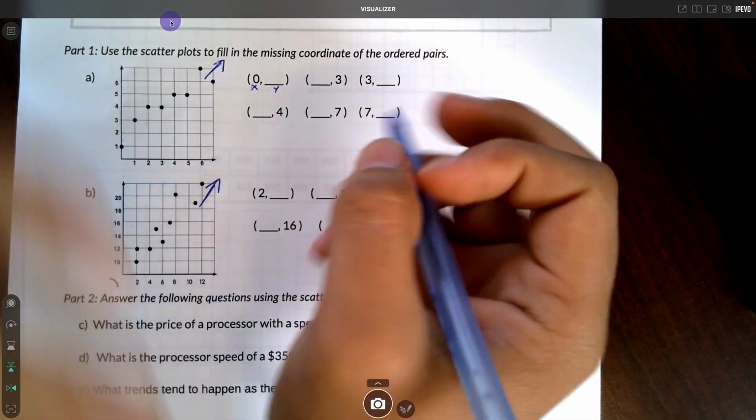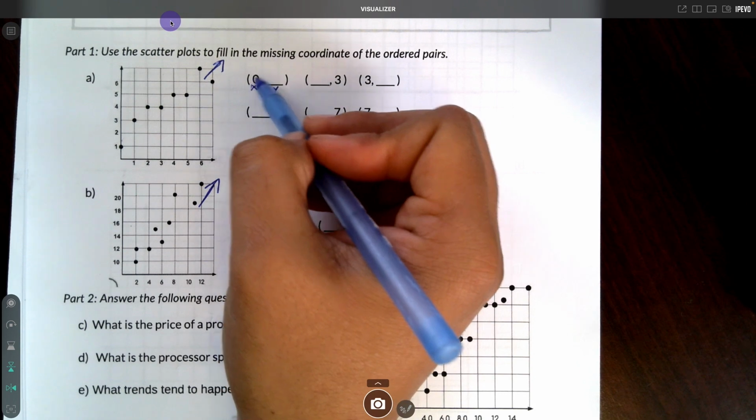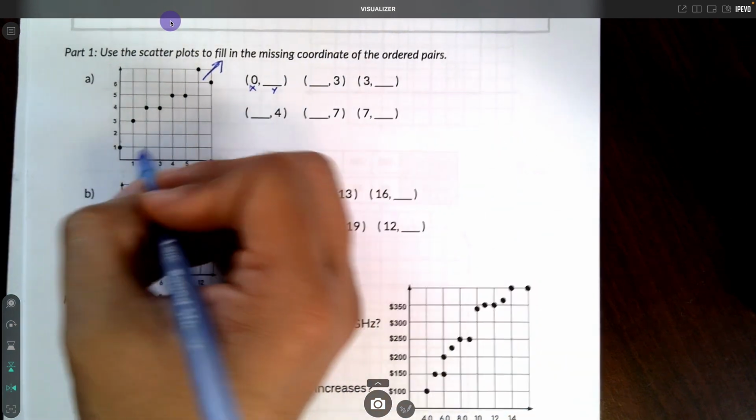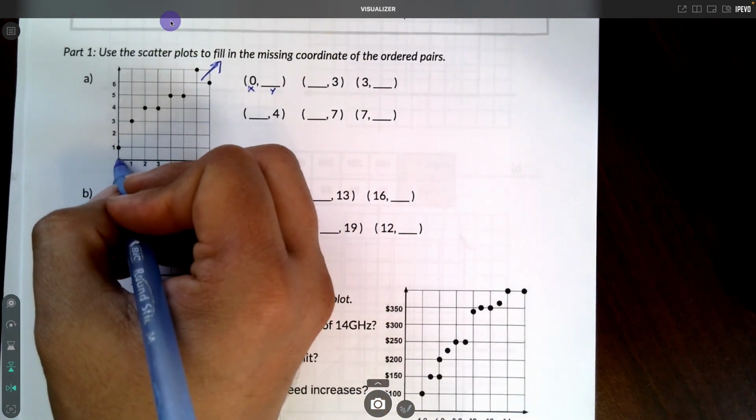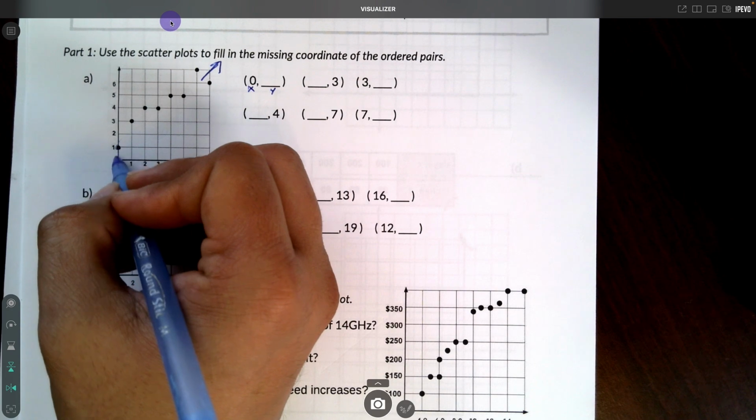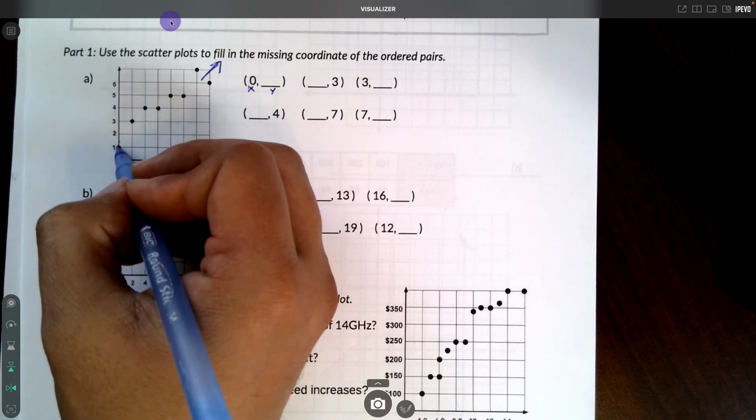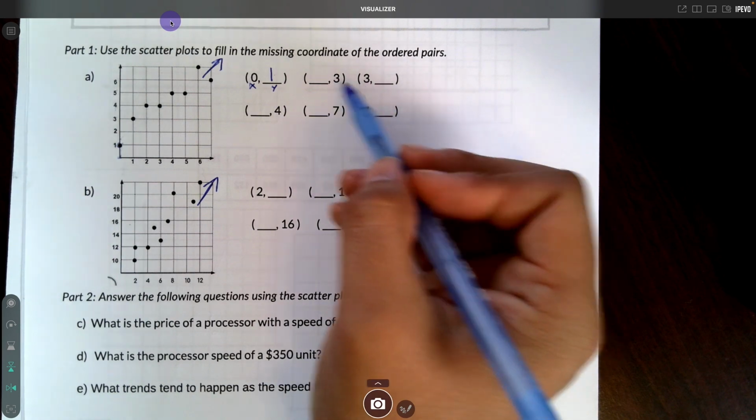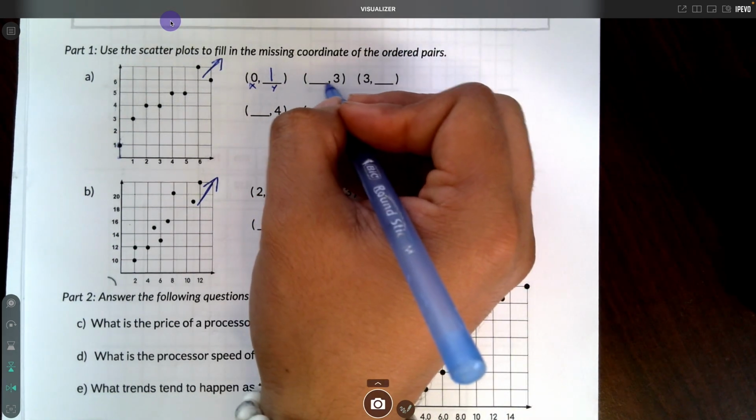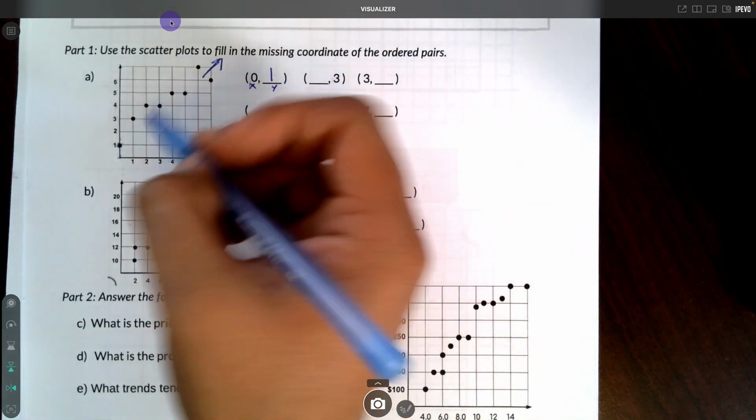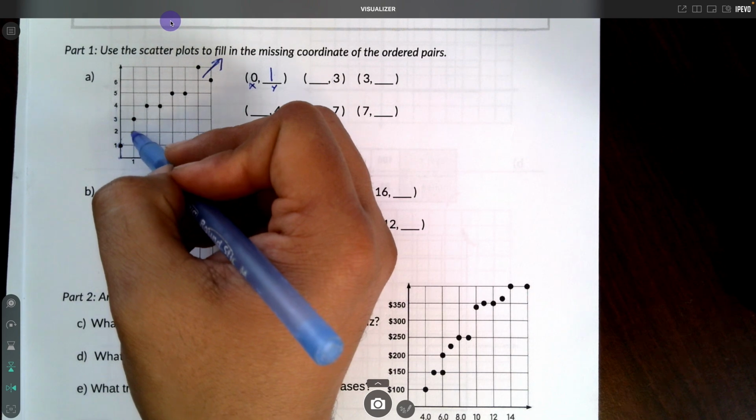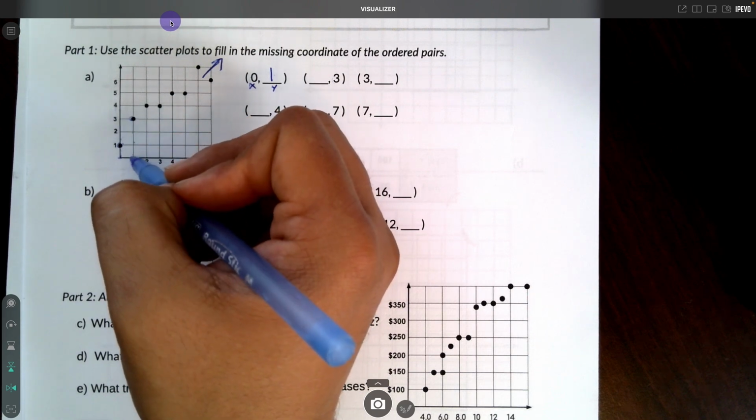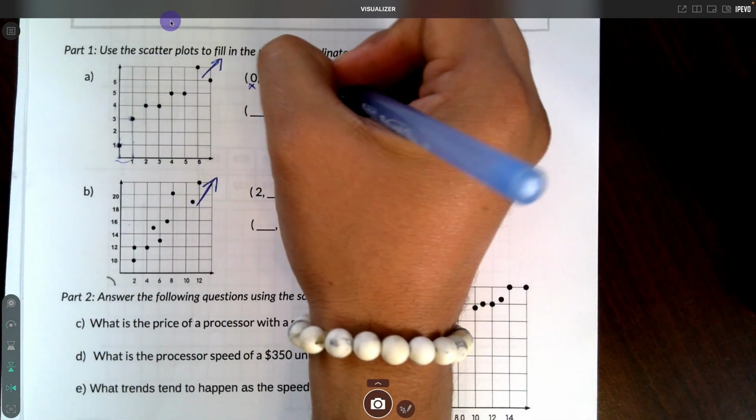If the first number is a 0, that means we don't move. The only point that we see on the straight line is this one, so you go up 1. This one is asking for something that went up 3. So what went up 3? 1, 2, 3. This one right here, and that's 1 comma 3.